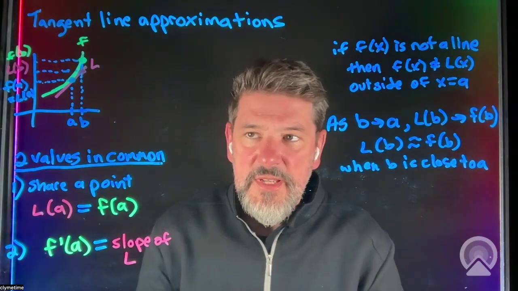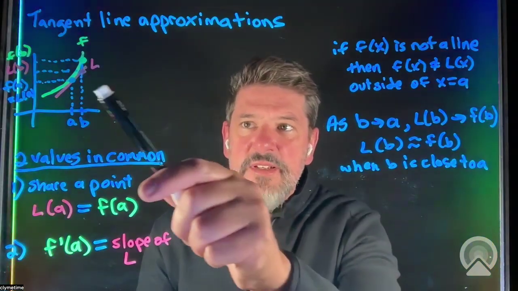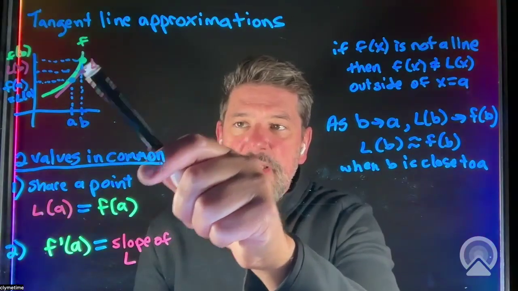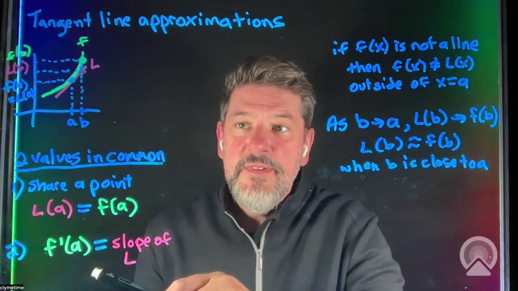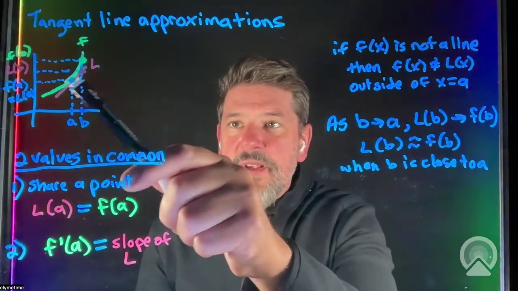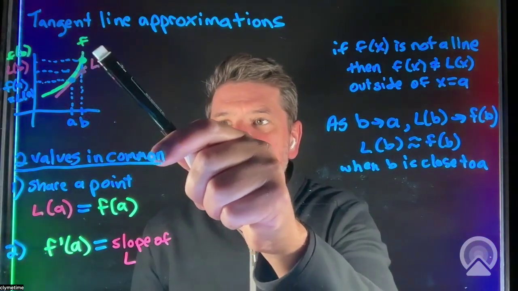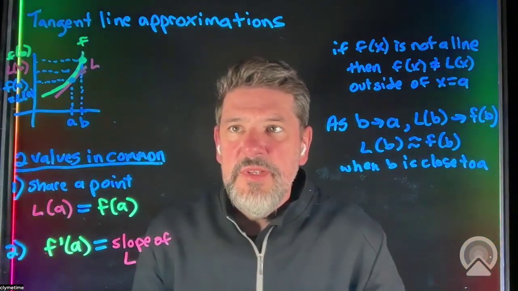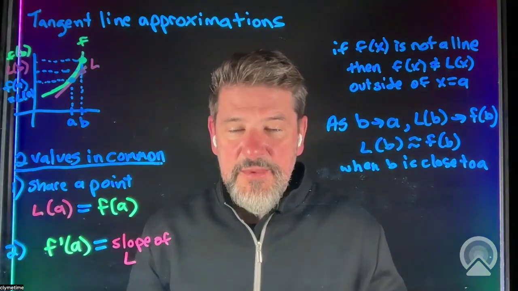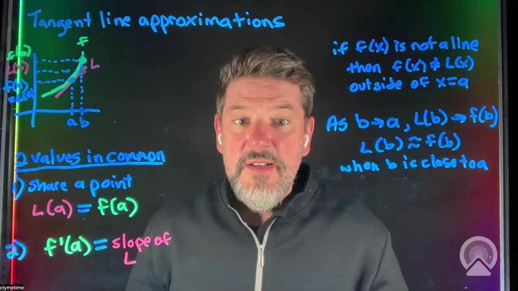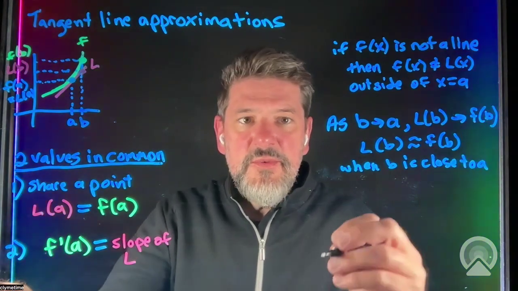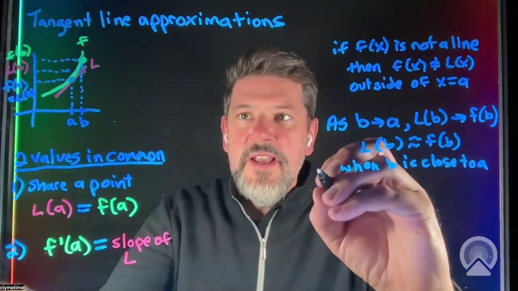Now, that's not always going to be the case. The reason why that works is because F is curving up. If F weren't curving up, then we'd get a different result. But because F is curving up, F is going to be bigger than L at point B. We have a name for curving up. That name is concavity. It's concave up. And I have another video on that. If you want to check that out, check out the video on concavity.